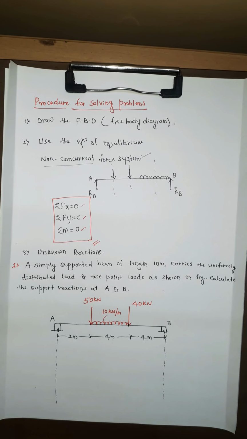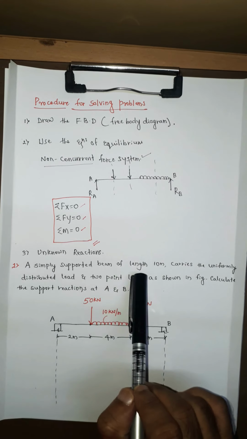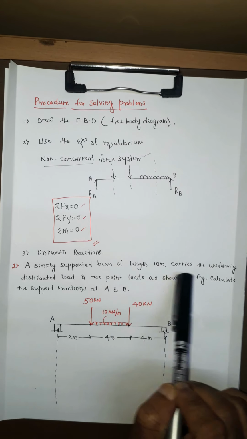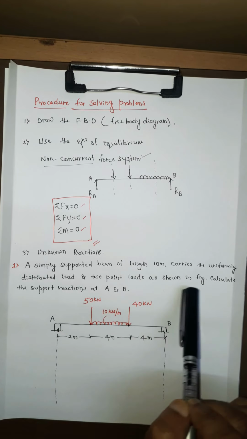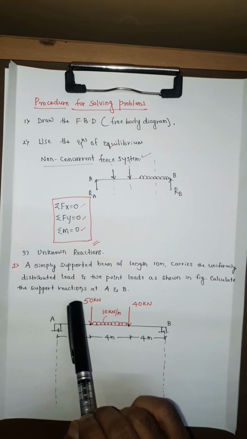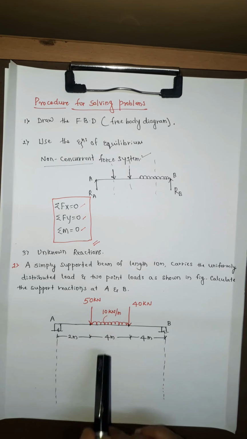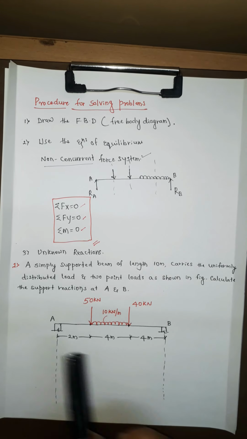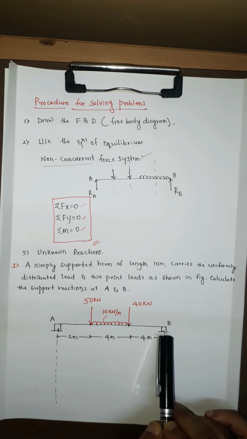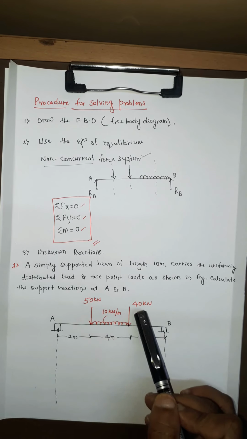Now let us take one problem. The problem is like this. A simply supported beam of length 10 meter carries a uniformly distributed load, that is UDL, and 2 point loads as shown in the figure. Calculate the support reactions at A and B. So this is the beam. AB is a beam of total length 10 meter, and there will be simple supports. This is one simple support, this is another simple support. This beam is subjected to 2 point loads, one 50 kilonewton and 40 kilonewton.